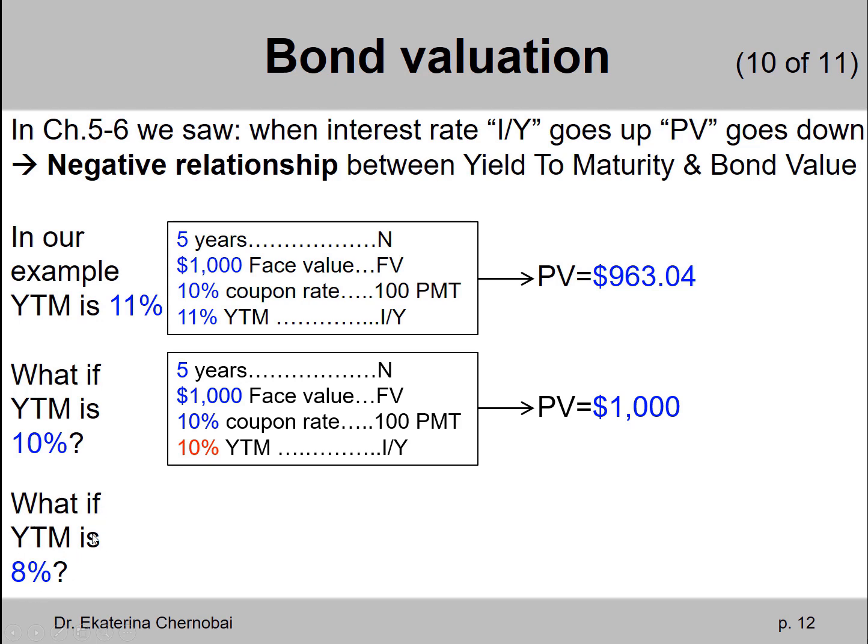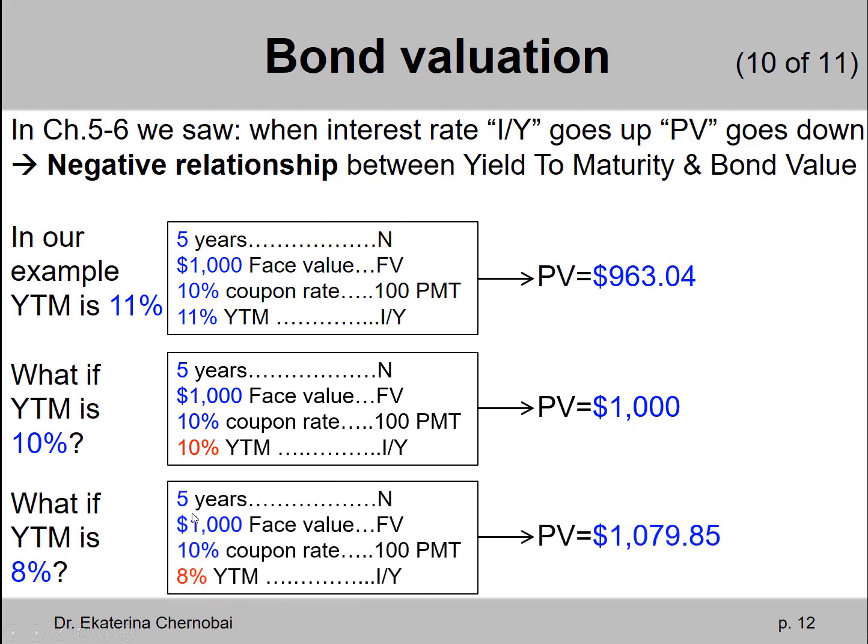If you make the yield to maturity, the IY in the financial calculator, even lower, then the bond present value will become even higher because of the negative relationship between the two. And if we redid the calculations in the financial calculator, we would get the following answer: $1,079.85. That's the bond value at 8% yield to maturity, right? So as we lower the yield to maturity, we increase the bond value. So that's a negative relationship, just like what we saw in chapters 5 and 6. With a single cash flow or with multiple cash flows.